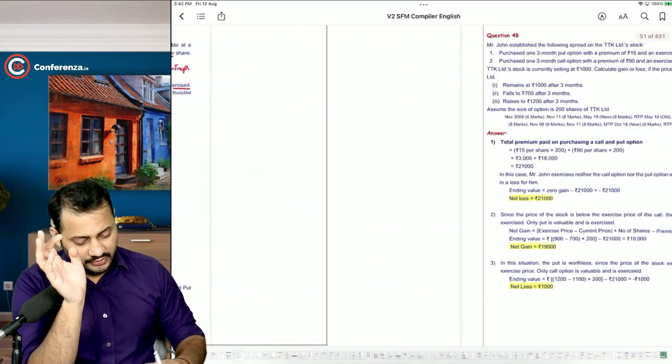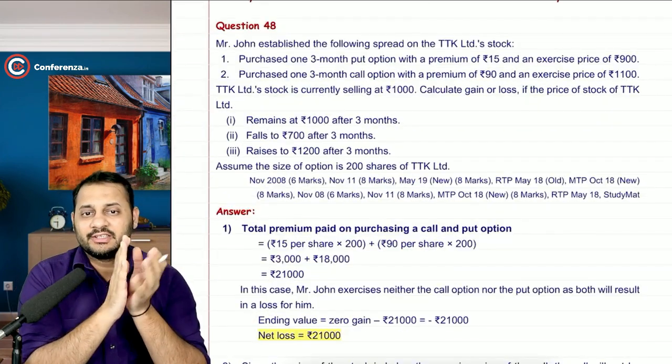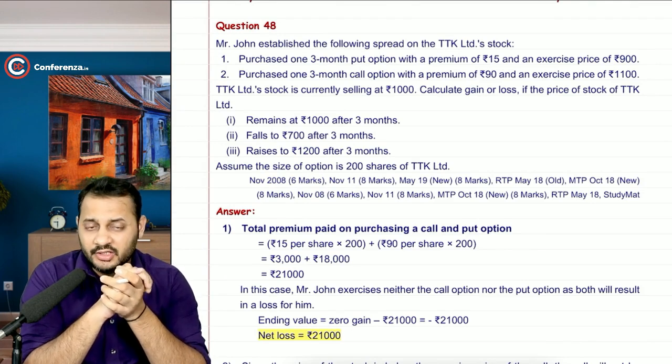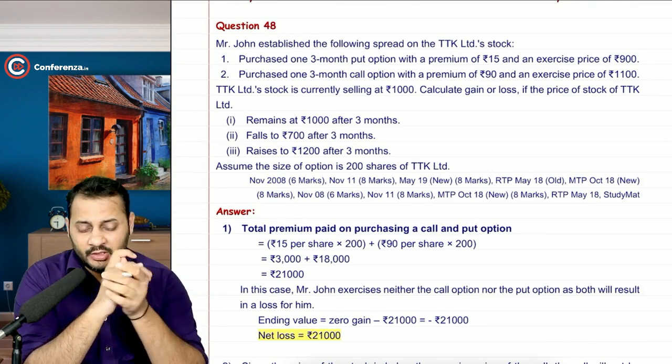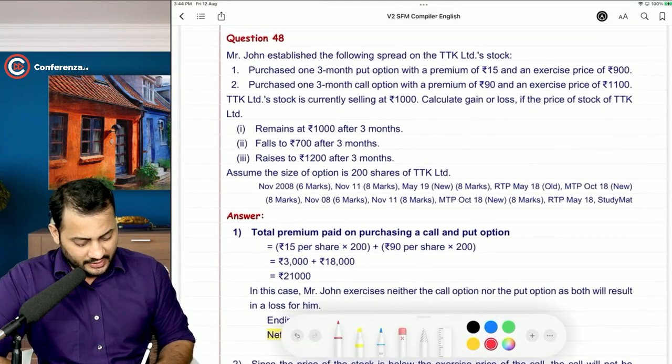Okay, sir, let's come to the next question. Question number 48. Interesting one. Have a look. Mr. John established the following spread on TTK Limited's stock. Spread means a position. Okay. He purchased. You can clearly see that the first part is he is long.